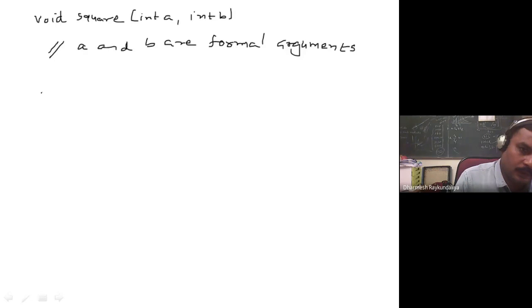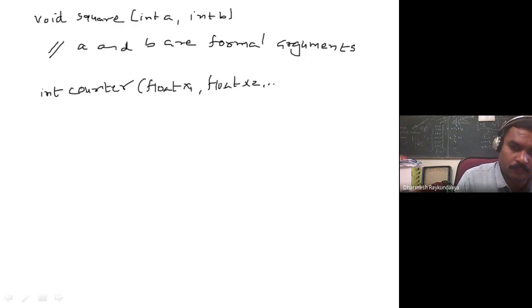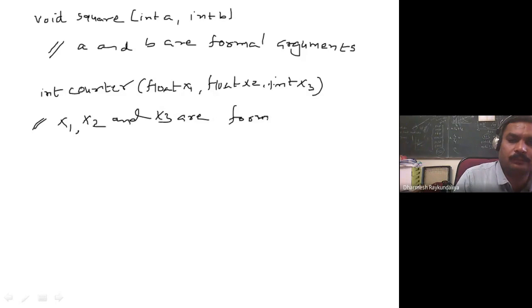Second example, let us say counter is a count variable and it is of data type integer, and you have given the arguments float x1, float x2, integer x3. So it means that x1, x2, and x3 are formal arguments.